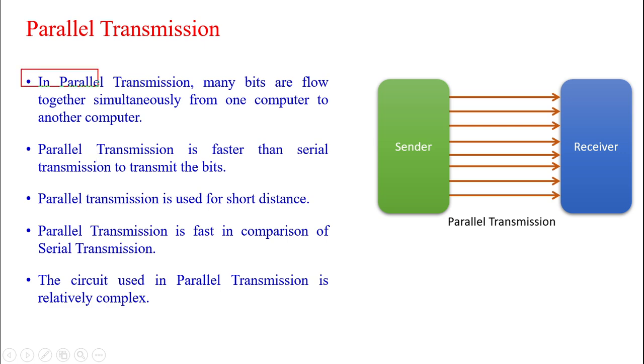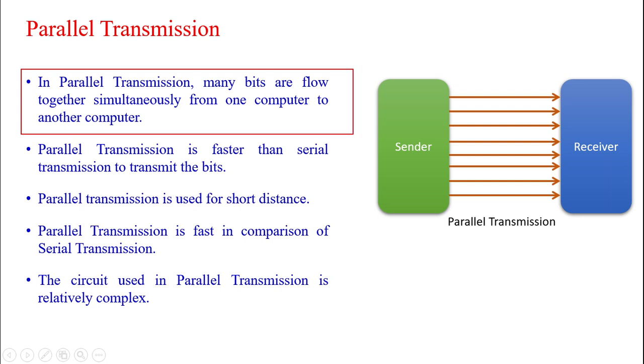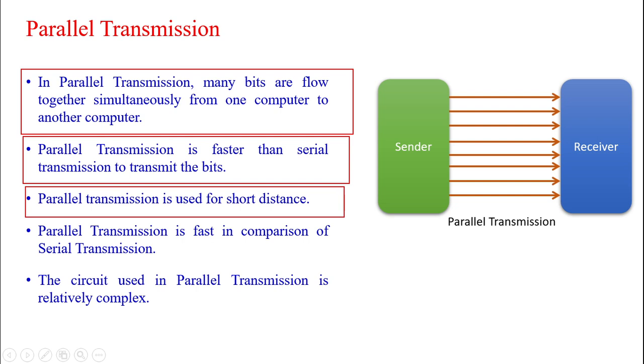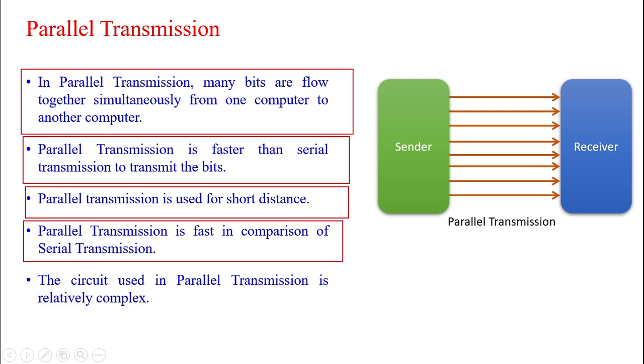You can see here how parallel communication is defined. In parallel communication, a group of bits is transmitted simultaneously from one computer to another computer, or one device to another device. Parallel communication is faster than serial communication. Why? Because in serial we are transmitting bit by bit, while in parallel we are transmitting a group of bits at a time. And parallel communication is used for short distance. This is what I told. Parallel communication is suitable only for short distance communication, but for longer distance we do not prefer it. We always go for serial communication.